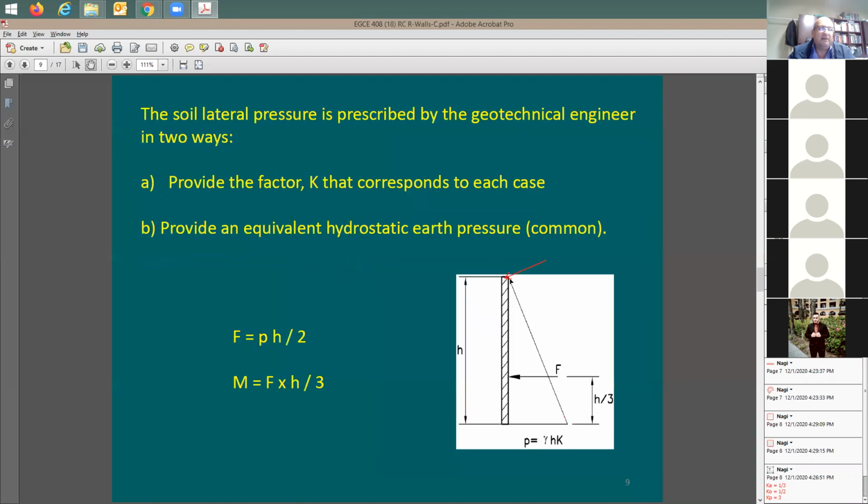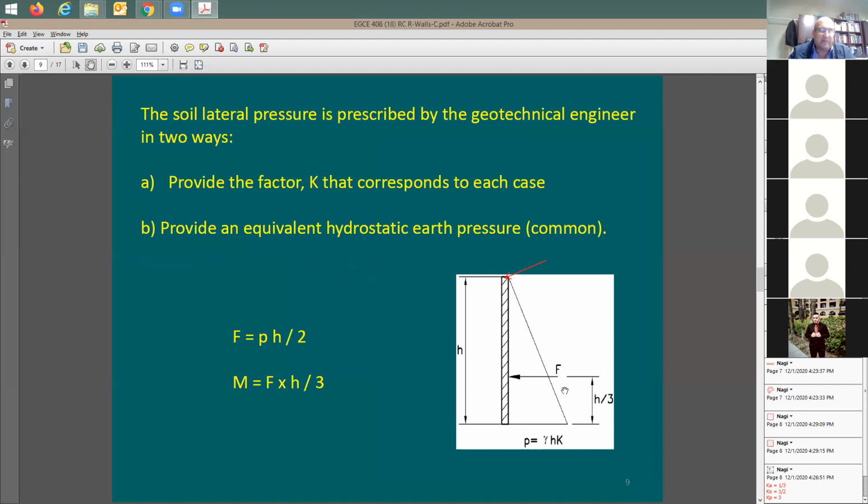Therefore, I'm expecting a triangular distribution for the soil pressure. At the bottom, the pressure is going to be equal to gamma, which is the unit weight of the soil, times the height of the wall, times K, the coefficient, right? If you have this triangular distribution, you should be able to find out the lateral force. This is giving now the horizontal force that you have on the wall.